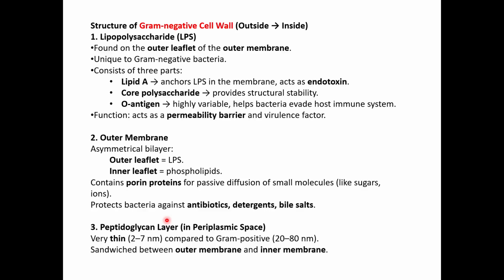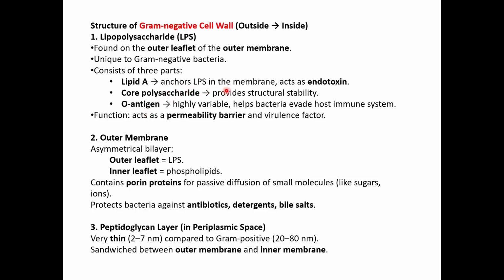So the gram-negative cell wall has a lipopolysaccharide layer, which is the outermost layer. So the LPS is found on the outer leaflet of the outer membrane, unique to gram-negative bacteria, and consists of three parts, which is lipid A, core polysaccharide, and O antigen.